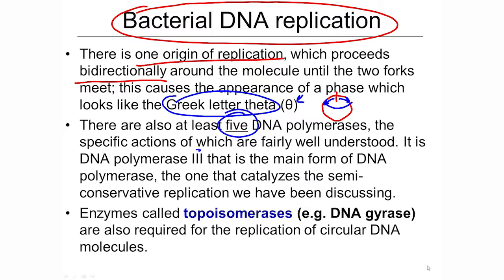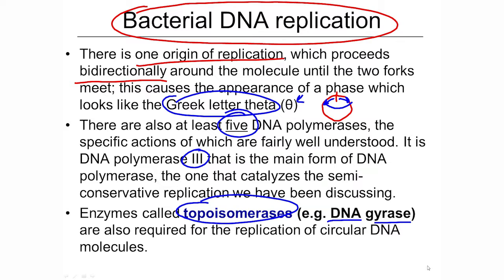If you need to know, it's DNA polymerase 3. That's the main form that's responsible for the polymerization. That does the main part of the semi-conservative replication. One thing also that's in bacteria that you don't find in eukaryotes are enzymes called topoisomerases. That's a mouthful. And DNA gyrase is one of the most exciting and interesting of these enzymes.